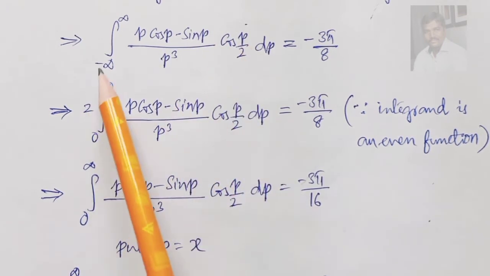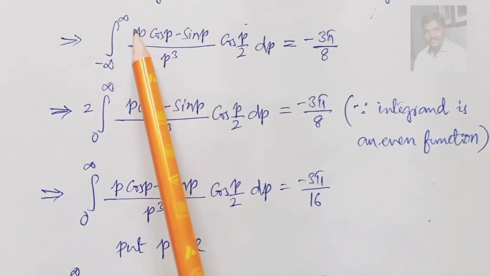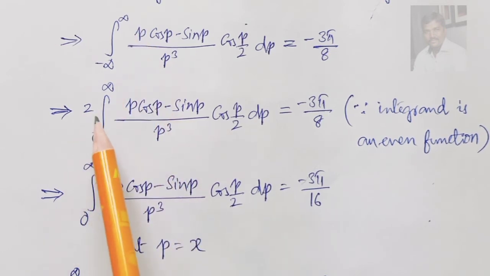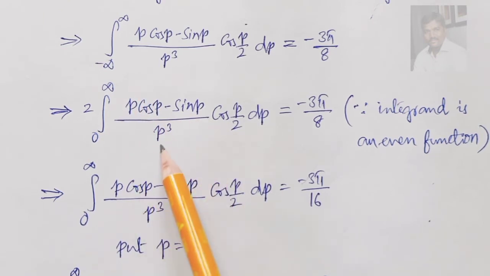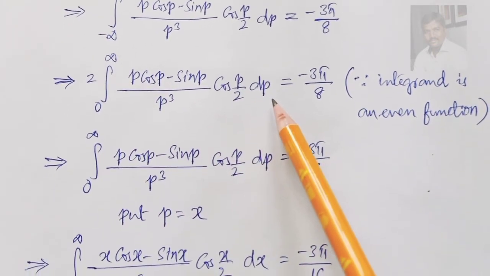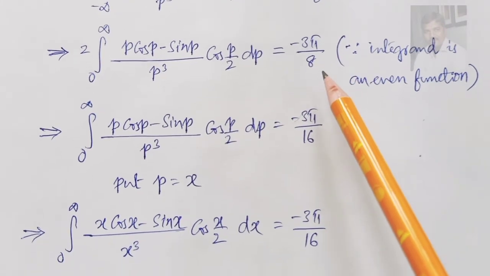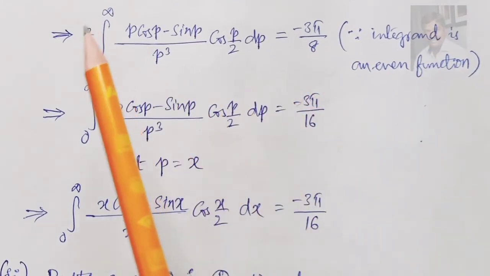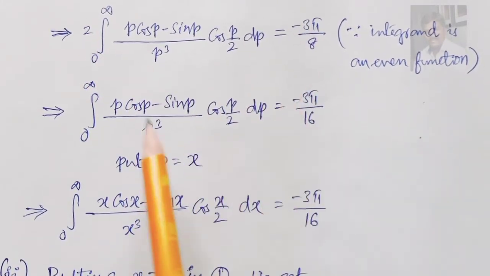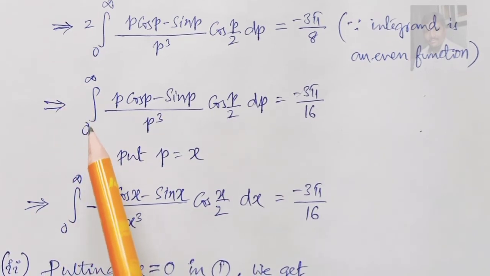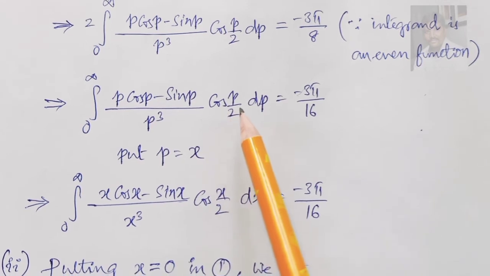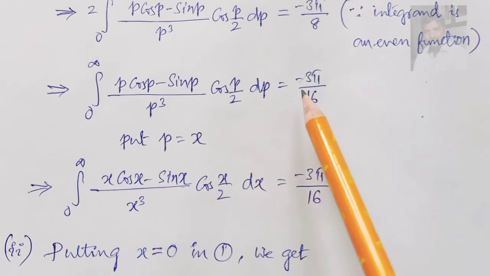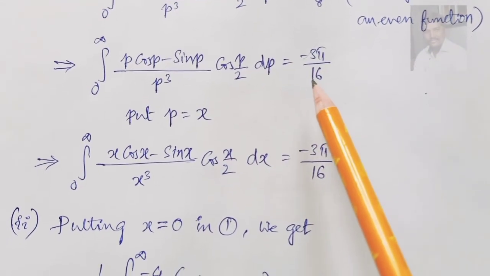In that case, I can write minus infinity to infinity as 2 into integral 0 to infinity. So 2 into integral 0 to infinity p cos p minus sin p by p cube into cos p by 2 dp is equal to minus 3 pi by 8. Now if I take this 2 to the right side, that implies integral 0 to infinity p cos p minus sin p by p cube into cos p by 2 dp is equal to minus 3 pi by 16.